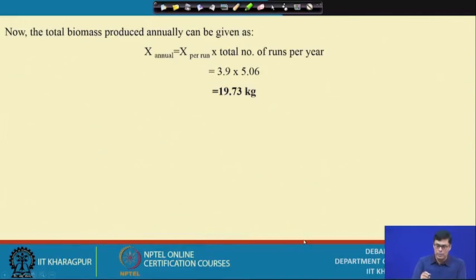Am I right? If one run we can produce 3.9 kg of cell mass, then for 5.06 runs, how much cell mass is produced? 19.73 kg. So, we can easily find out the total amount of cell mass produced.